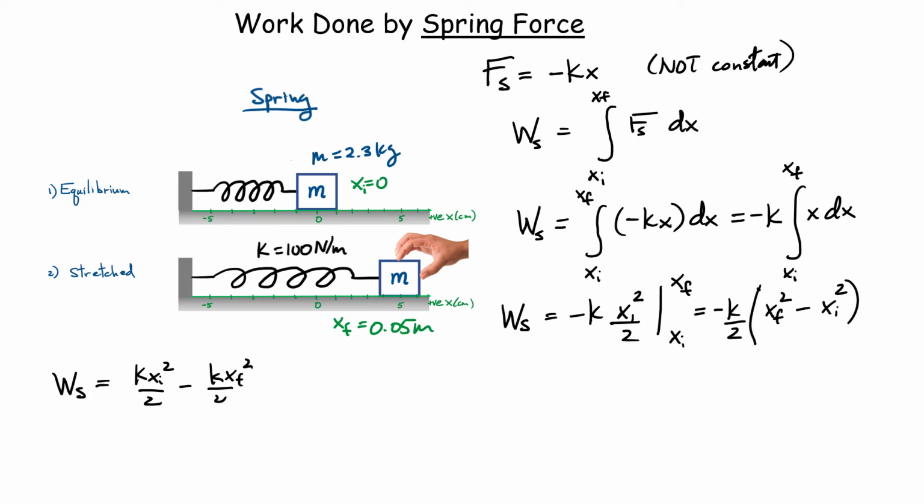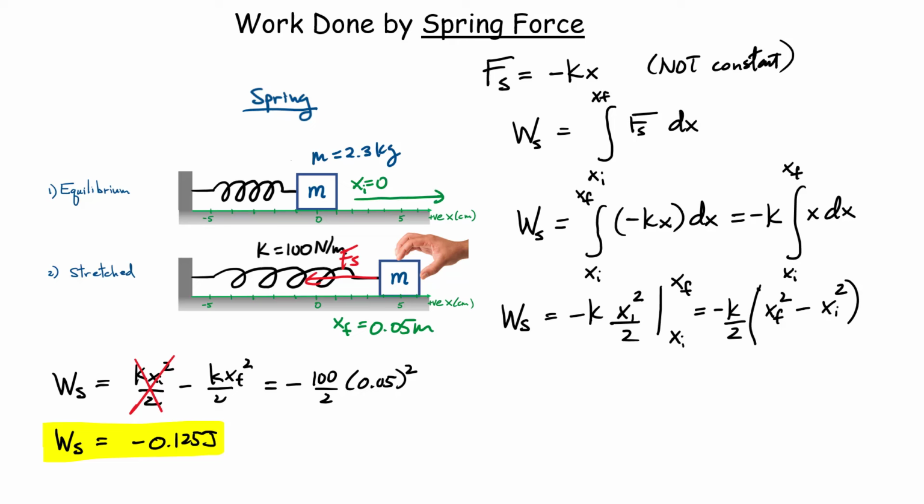The initial position was 0, so forget about that term. For this particular problem, we're left with minus 100 over 2 times my x final, 0.05, squared. The work done by the spring in this case is going to be minus 0.125 joules, a little bit of work done by the spring. Notice that the sign is negative again. Now, why is it negative? Well, if you go back to my force picture, the force of the spring is this way, and guess what? My displacement, delta x, is that way. So you have this 180 degrees.